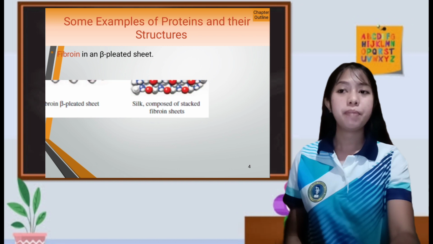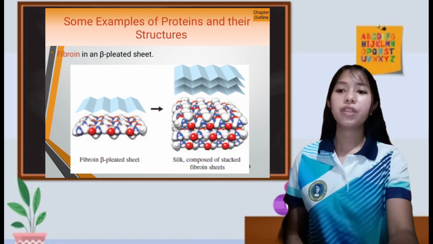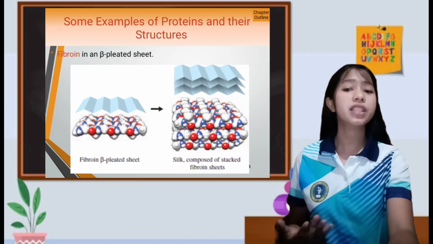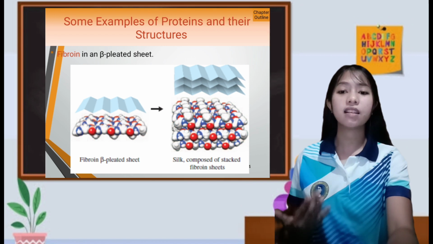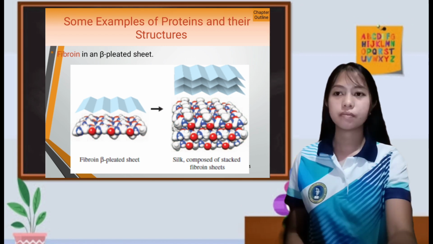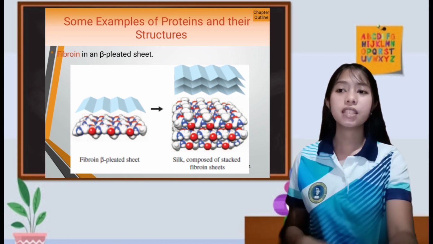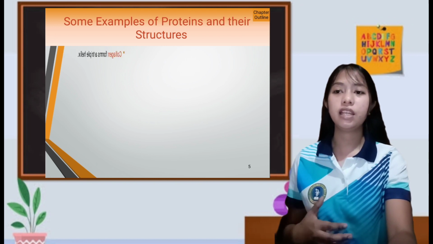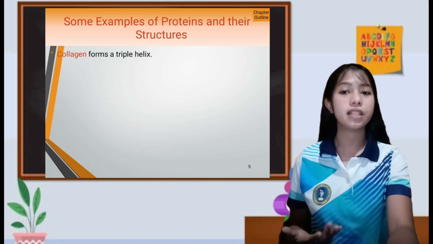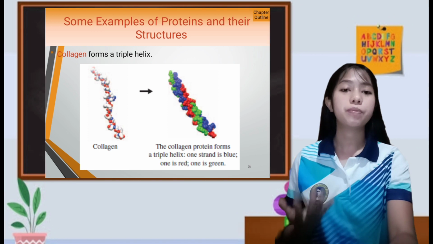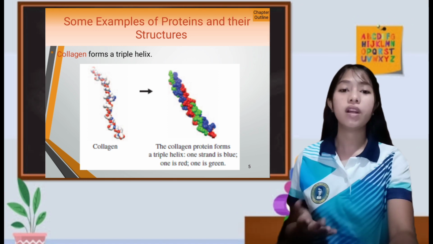Fibroin in a beta-pleated sheet. So this is its structure. Our silk is composed of stacks of fibroin sheets. Next is collagen. Collagen is a form of triple helix. One strand is blue, one is red, and one is green.